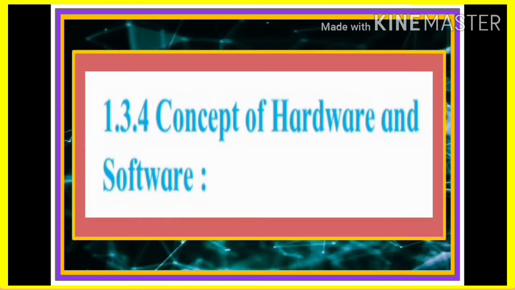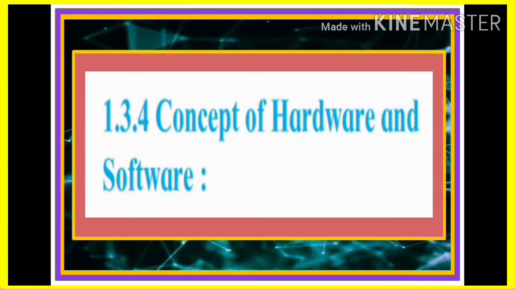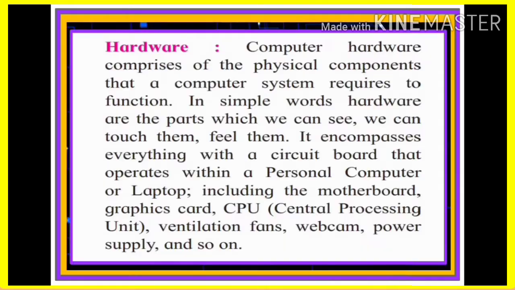Now we are going to start our next topic, concept of hardware and software. Let's see first hardware. Computer hardware comprises the physical components that a computer system requires to function. In simple words, hardware are the parts which we can see, we can touch them, feel them.